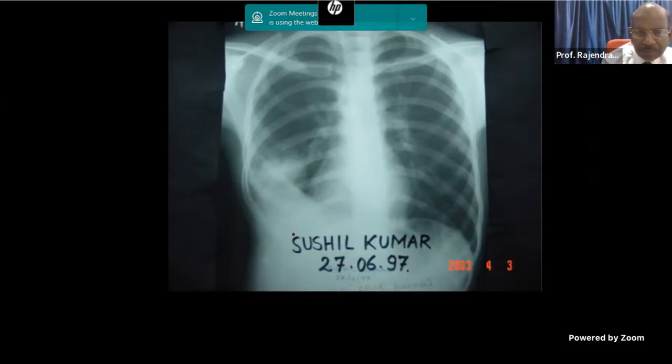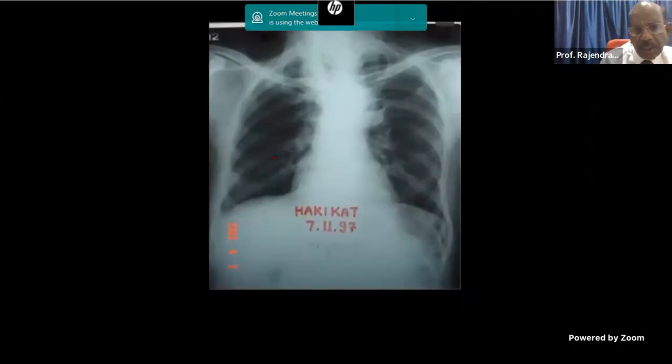Ribs 7, 8, 9, 10, all four ribs have been eaten away by this shadow. So there was a subcutaneous plane. There was a mass lesion that has eroded the ribs. There was nothing in the chest, but it was a soft tissue shadow which has eroded the ribs, and that was ultimately diagnosed as sarcoma.